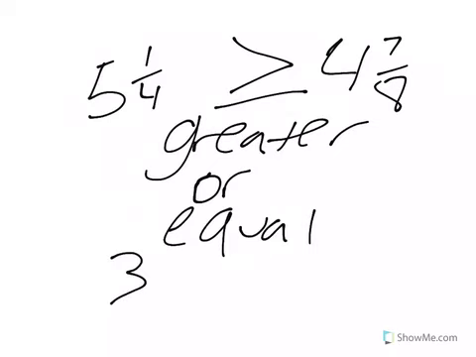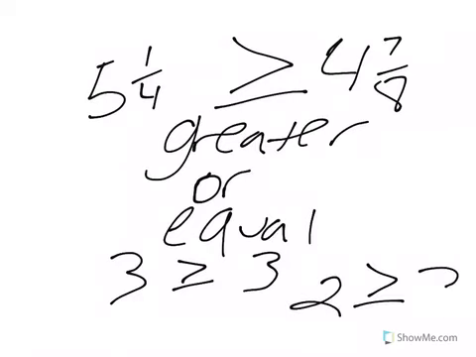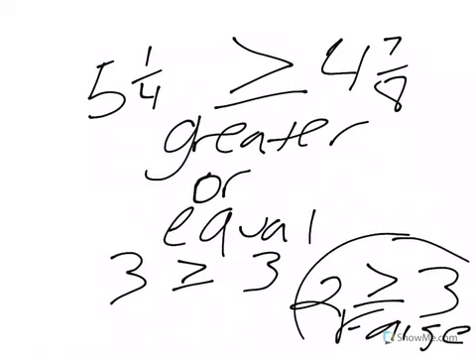We could say 3 is greater than or equal to 3. It is true because it's not greater than, but it is equal. It's one of the two. We could not say 2 is greater than or equal to 3. That would be a false number sentence because 2 is not greater than 3 and it's not equal to 3.